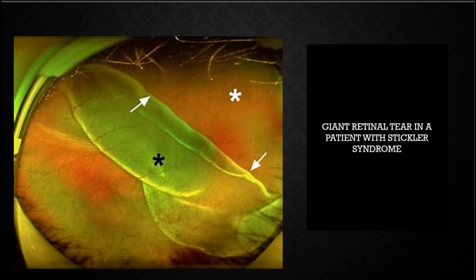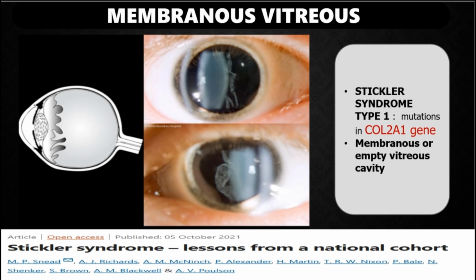Over here you can see a patient with Stickler syndrome who actually has this big tear. This is a giant retinal tear folded on itself, and over here you can see the bare retina, and the tear has folded on itself, right? Now, the vitreous in these patients with Stickler syndrome is not fully formed because of the problem with the type 2 collagen, right? Based on the phenotype of the vitreous that you see in Stickler syndrome, we have two different types: Stickler syndrome type 1 and Stickler syndrome type 2.